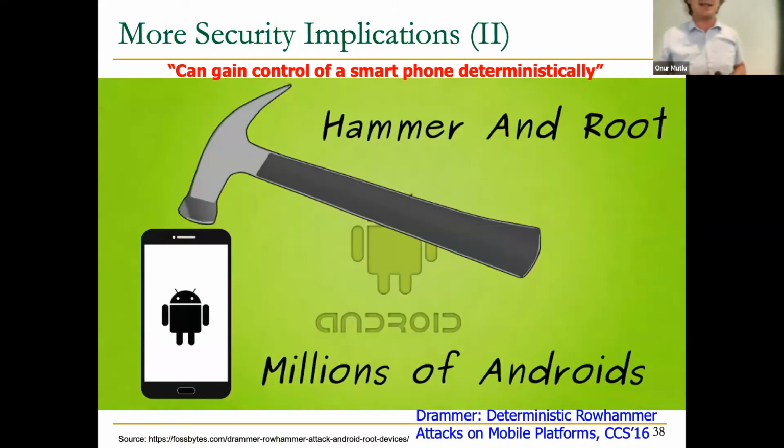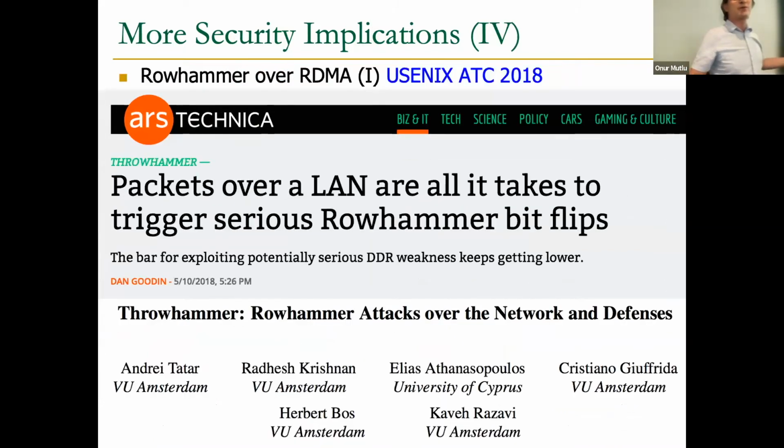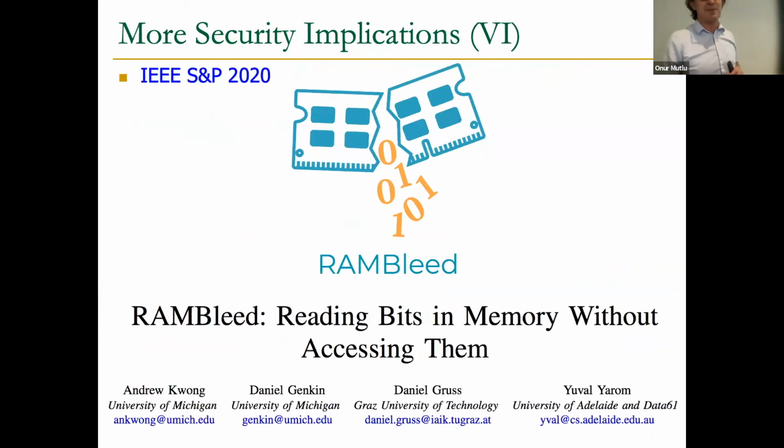Basically, they created an app, and this app was able to hammer your memory and take control of your phone by exploiting some deterministic memory allocation patterns. I'm not going to go through these all in detail. People accelerate this using GPUs. People were able to do this using the remote direct memory access interface across the network. And this is another paper that talks about that.